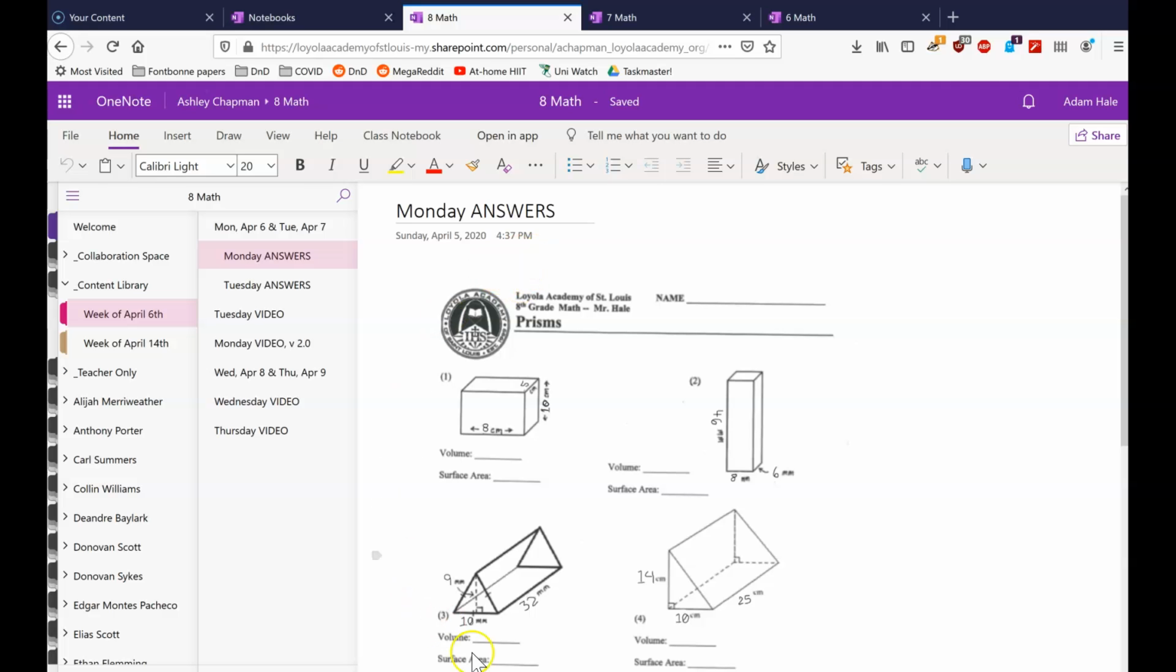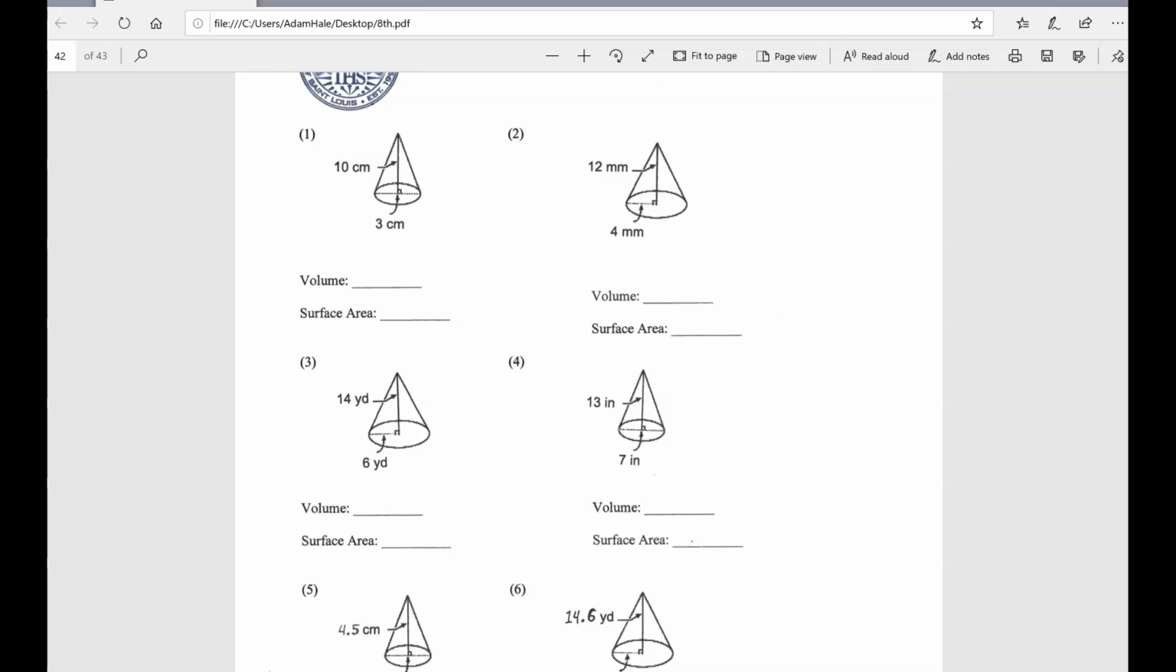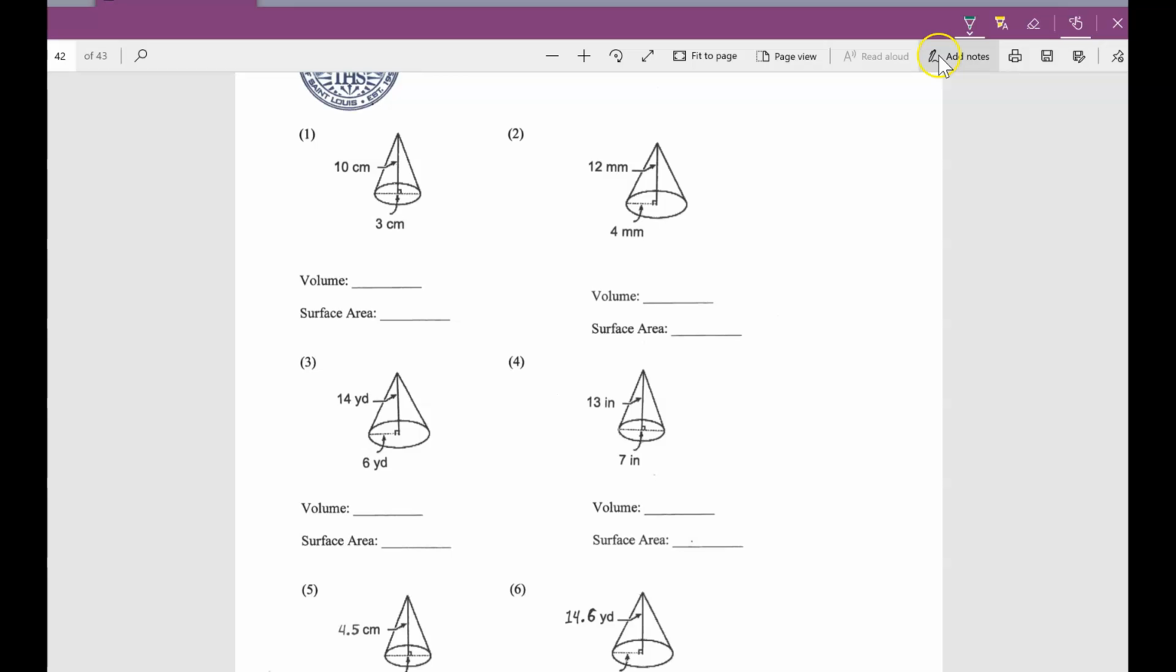Okay, let's go to today's lesson. Last week we talked about prisms and cylinders. Today I want to talk about the volume of cones. The reason I want to jump to the volume of cones is because it is very specifically related to the volume of cylinders. I will be including in your packet on OneNote for today a YouTube video demonstrating the relationship between cones and cylinders and also between pyramids and prisms.